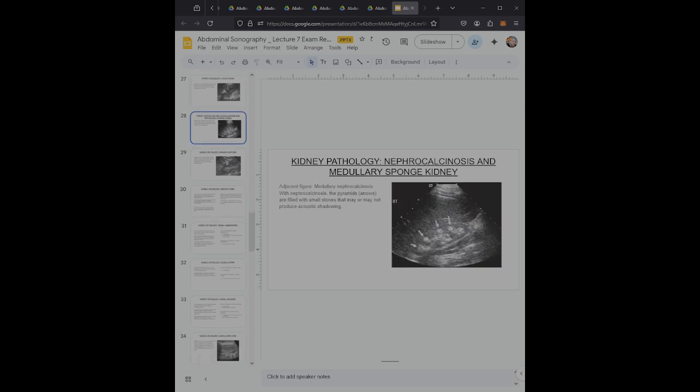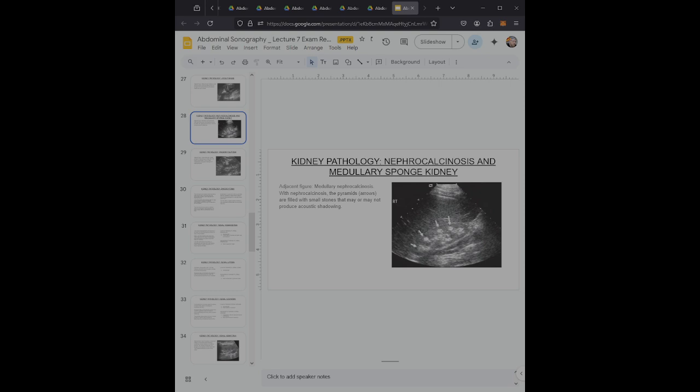Nephrocalcinosis and medullary sponge kidney. Nephrocalcinosis is the accumulation of calcium within the renal parenchyma. There are two forms: medullary nephrocalcinosis and cortical nephrocalcinosis. Although medullary nephrocalcinosis is commonly caused by hyperparathyroidism and associated with hypercalcemia, it can also be congenital.